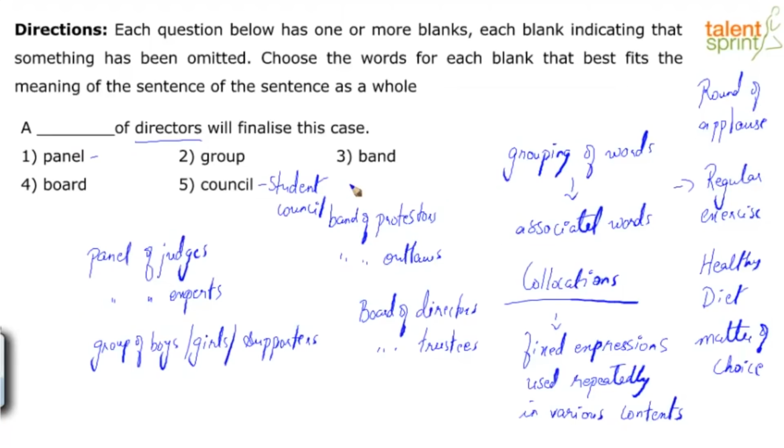So when you have options like this where you're a little confused because everything seems right, then you apply the concept of collocations, grouping of words, associated words.